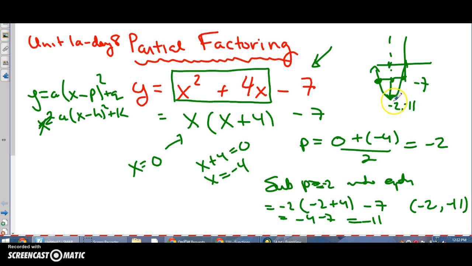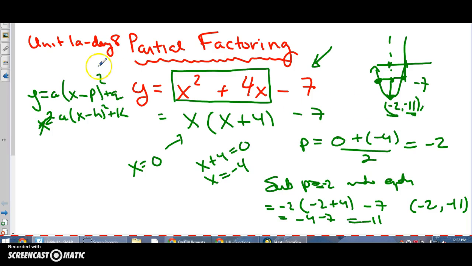The -2 is the x value. The y value is -11. So it has a minimum. This guy opens up. If he opens up, he goes down to a minimum and comes back up. So it has a minimum of -11, and it takes place when x is equal to -2.